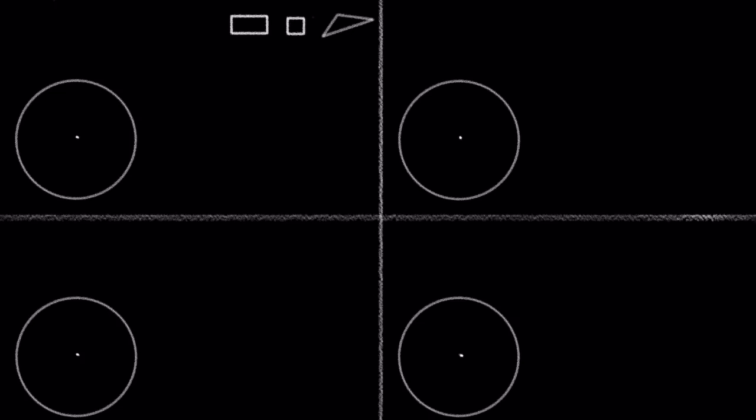Now, what is the radius of a circle? All points of a circle have the same distance from the center. This distance is called the radius. And the diameter is just twice the radius.